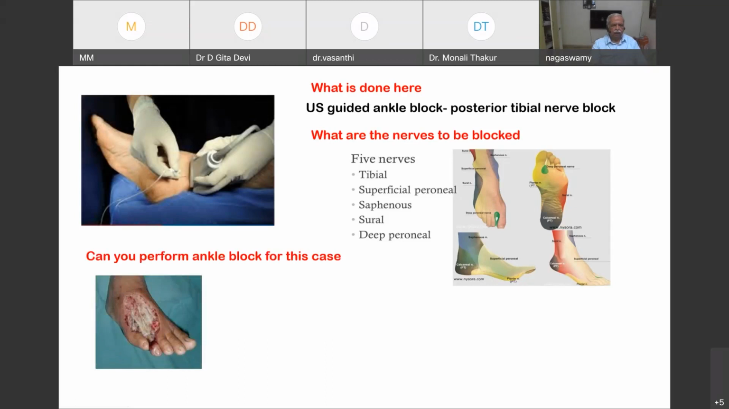Now, can you perform ankle block for this case? This is an infected wound which is there. Is it possible to do some debridement using local anesthesia in this case? Local anesthetic might not work, sir. Why? That's a common question. Local anesthetics do not work in the affected area. Acidic. What is acidic and what is acidic? See, all the answers you should know very clearly.